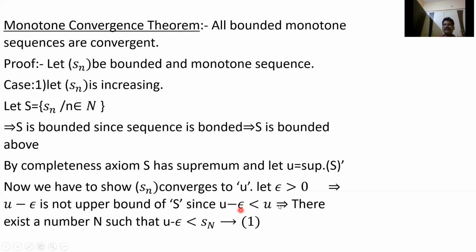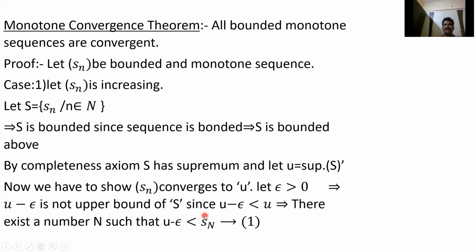Now U minus epsilon is less than U, and U is the least upper bound. Therefore, U minus epsilon is not an upper bound of S, because U is the least upper bound of the sequence, or the least upper bound of the set S. So U minus epsilon is not an upper bound of S since it is less than U and U is the supremum of S.